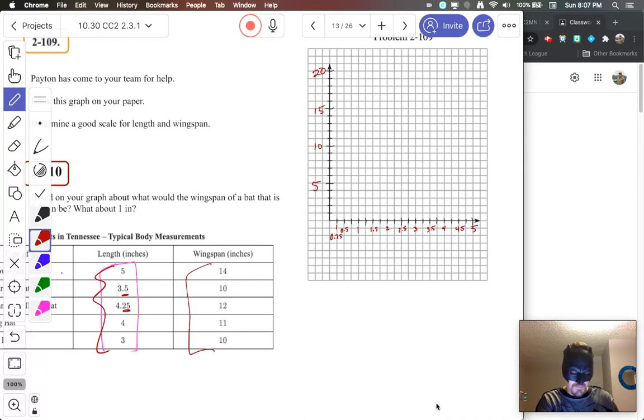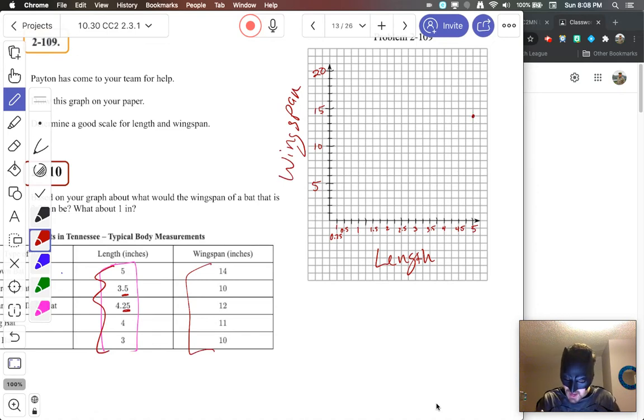All right. Now let's do some graphing. So the first one is 5, 14. So I go all the way out to 5 on the length, and up to 14 on the wingspan. I follow it up to 14, which is right there.